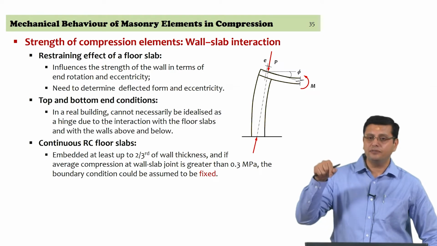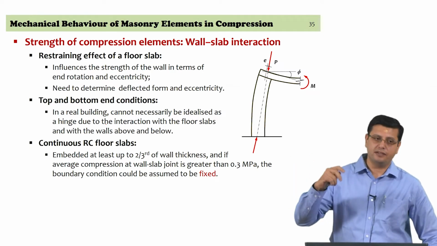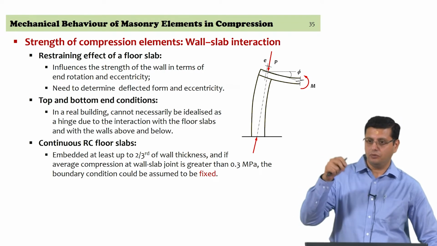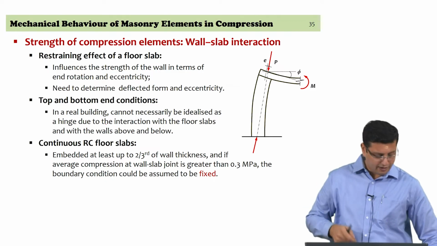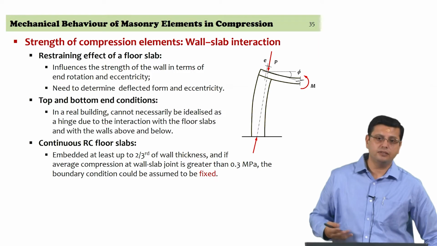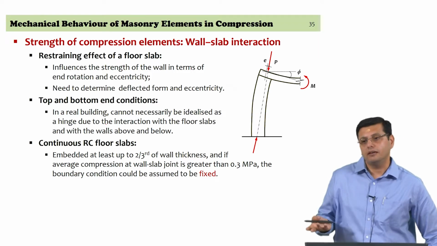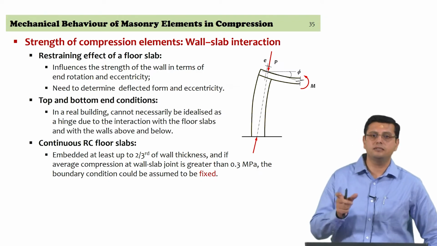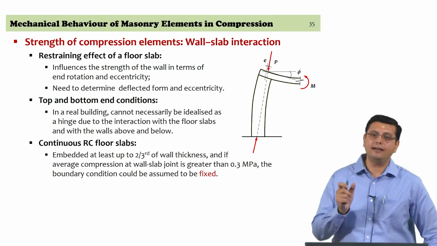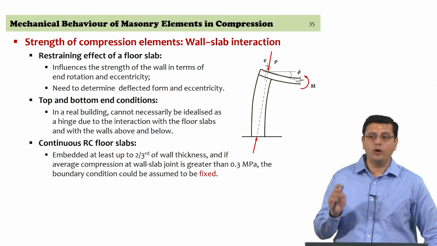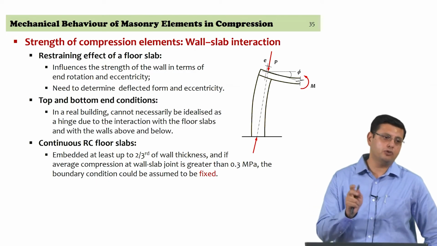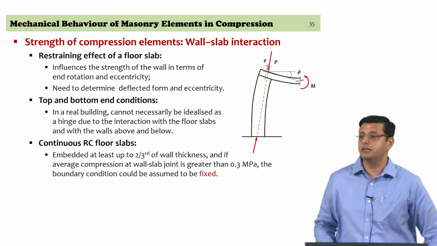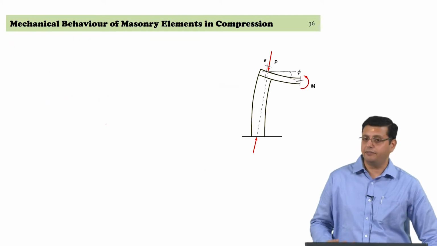And now, if the average compression at the interface between the slab and the masonry wall, the bearing stresses, are of the order of 0.3 megapascals, 0.3 Newton per millimeter square, that can be assumed to give fixity. So, if you can make a quick estimate of the bearing stress at that interface, if you have embedment plus a bearing stress of the order of 0.3 MPa or higher, assuming that the joint is fixed is a reasonable estimate. You might have a situation which is different from this.